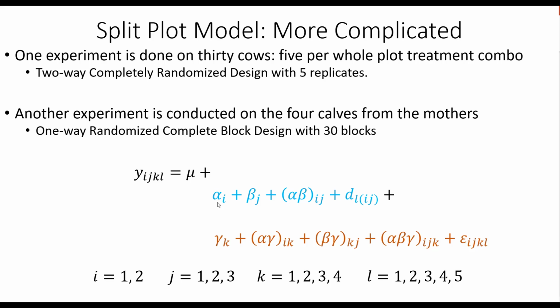However, alpha and gamma: alpha's whole plot, but gamma is subplot, so the interaction term belongs in the subplot part of our model. Beta and gamma, for the same reason, belongs in the subplot. Alpha, beta, gamma belongs in the subplot. It just takes one of the factors in the interaction to be in the subplot for the whole interaction term to be in the subplot. Alpha's whole plot, gamma subplot, alpha-gamma interaction, subplot.